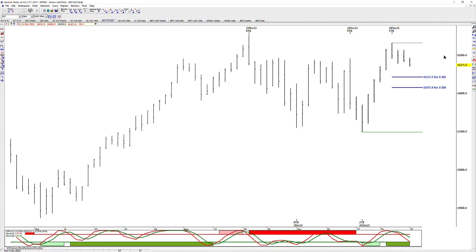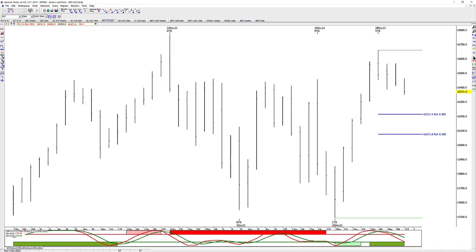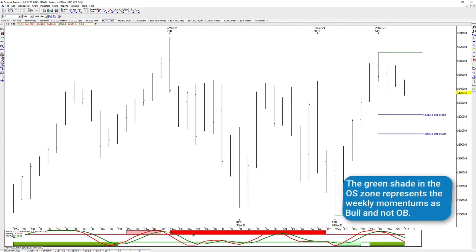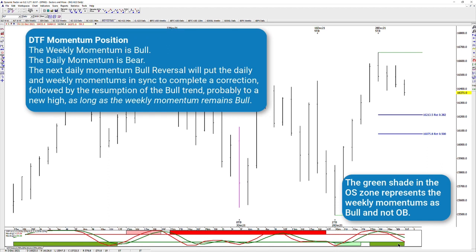But here's the NASDAQ as of the last daily bar on the chart. Let me just reduce that a bit. And in the indicator window is the dual time frame indicator. That means these green bars on the oversold zone means that the weekly momentums are bullish, just as when they were pink and red, the weekly momentums were overbought or bearish. So the weekly momentums are bullish and they're not overbought.